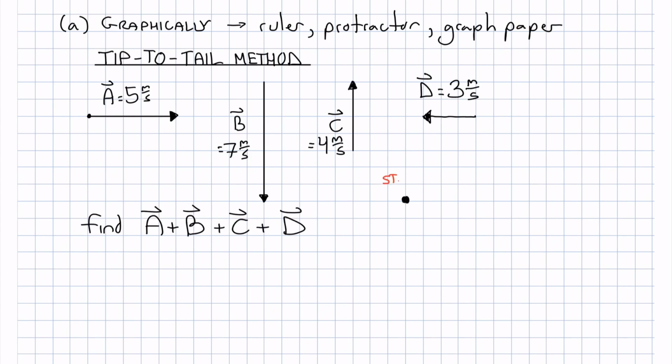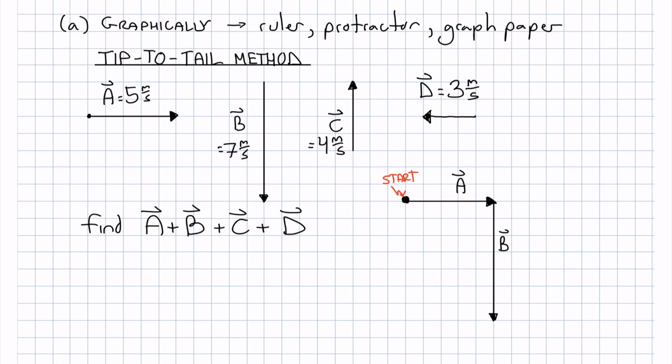So to begin, we'll pick our starting point and we'll draw the vector A. And on the tip of A, we will draw the vector B. Okay, this next part is a little hard to show on this screen, but adding vector C, it's going to go right on top of the line that's part of vector B.